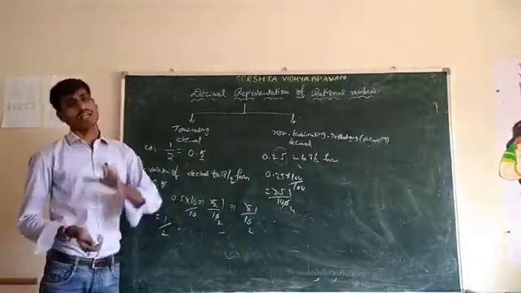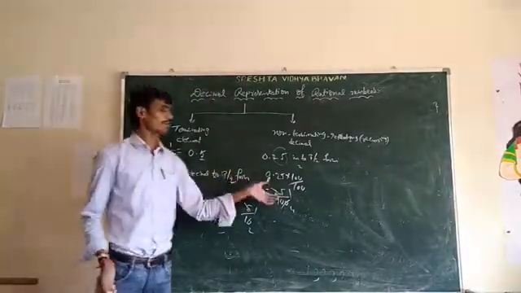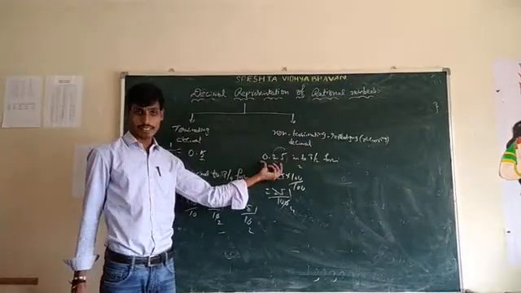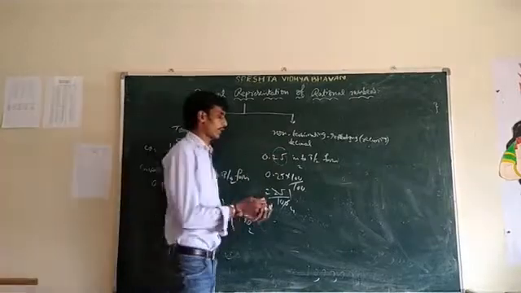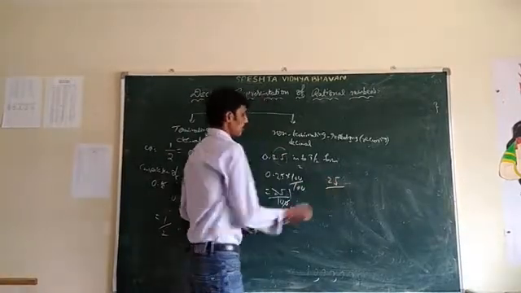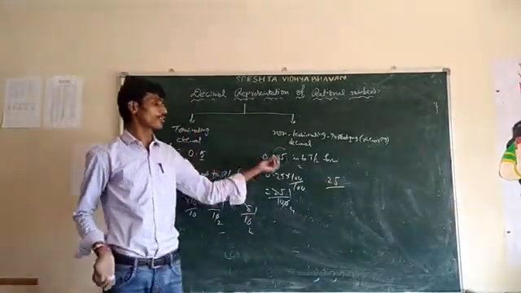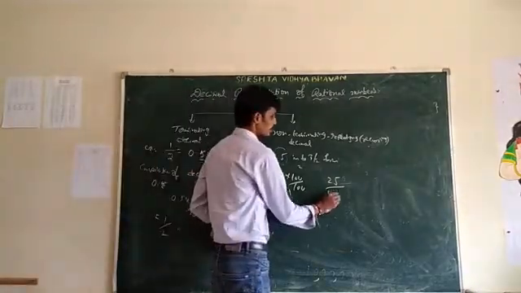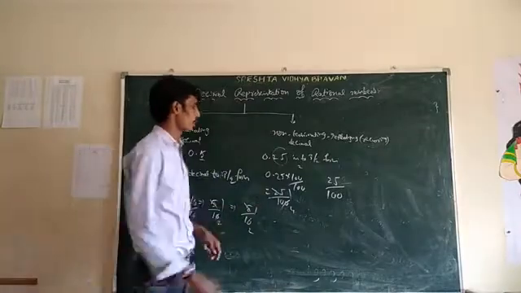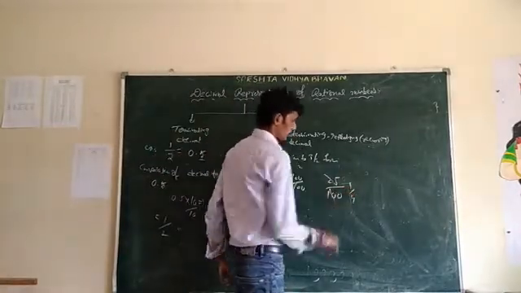Otherwise, we can directly write it. This is one method; otherwise we can write directly. What is the number here? 0.25. Leave the decimal part and directly write the number, 25. How many digits are placed in the decimal part? Two. That means 1 annexed with 2 zeros. That means 25 by 100, which is 1 by 4. So this is another method.